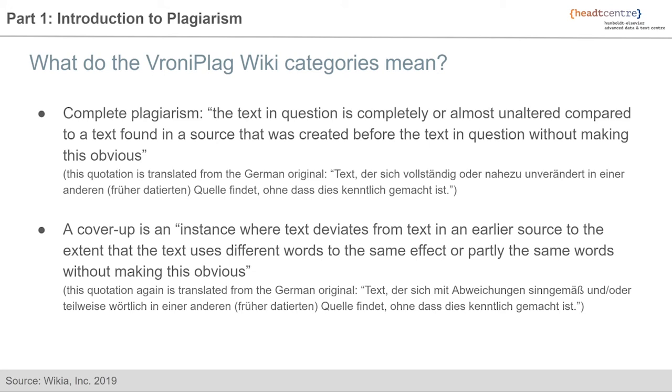On this and on the next slide, you can see more or less literal translations of the German definitions of the VroniPlag Wiki website. Complete plagiarism means that, I quote, the text in question is completely or almost unaltered compared to a text found in a source that was created before the text in question without making this obvious. End of quote. A cover-up is an, and I quote, instance where text deviates from text in an earlier source to the extent that the text uses different words to the same effect or partly the same words without making this obvious. End of quote.